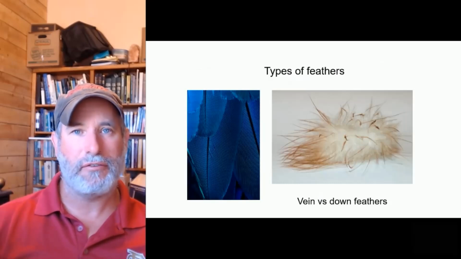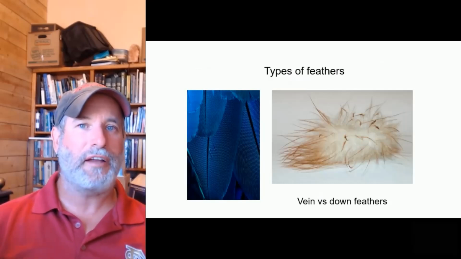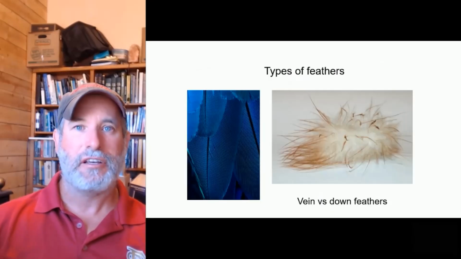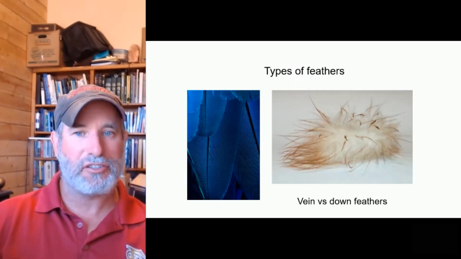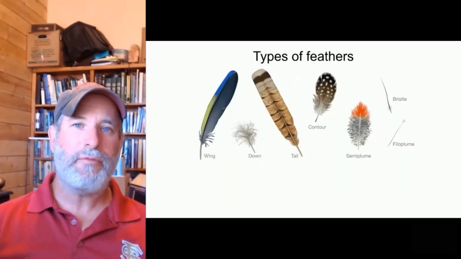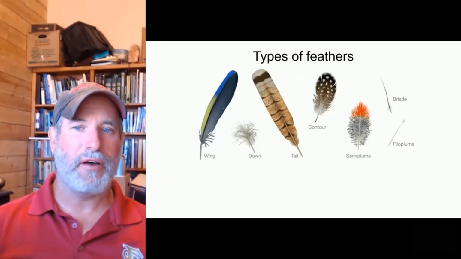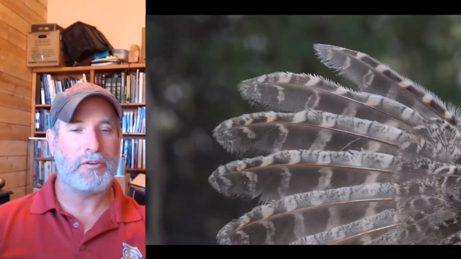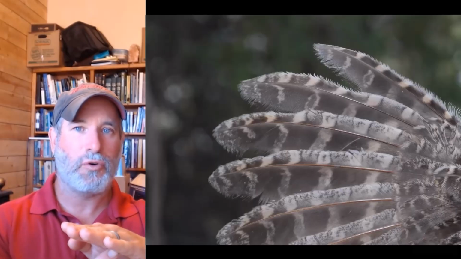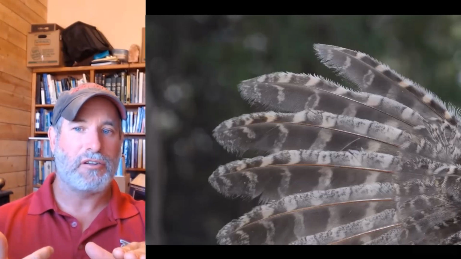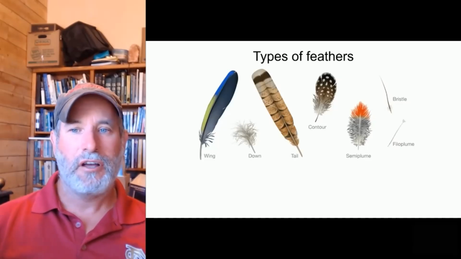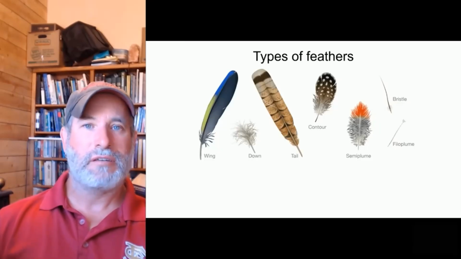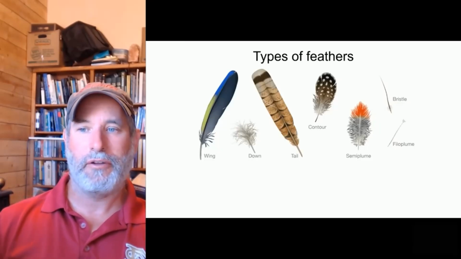You have vane versus down feathers. Down feathers are what we like to make our down sleeping bags out of, down jackets. And the downs, so they're very, very, very soft. So a wing feather on the left, that is a flight feather. Notice it's asymmetric. What I mean is the leading edge, when a bird is flying, the leading edge is shorter and the trailing edge is longer. You got down feathers. The one on the bottom is a tail feather. Then you have contour feathers, semiplumes, bristles, and filoplumes as well.